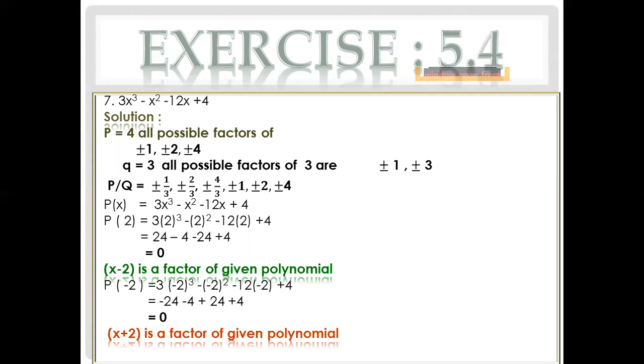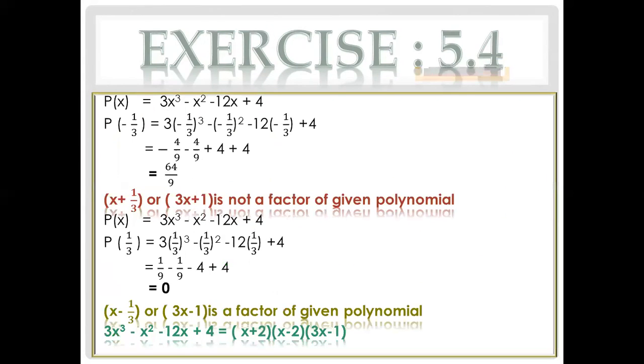Now we check the fraction terms to see whether any fraction satisfies the given polynomial, because 1 by 3, minus 1 by 3, 2 by 3, minus 2 by 3 are all possible factors of the polynomial. Let's check with minus 1 by 3. We put x equal to minus 1 by 3. When we solve it, we see that the remainder is 64 over 9, and it means that x plus 1 by 3, or you can write this as 3x plus 1, is not a factor of the given polynomial.